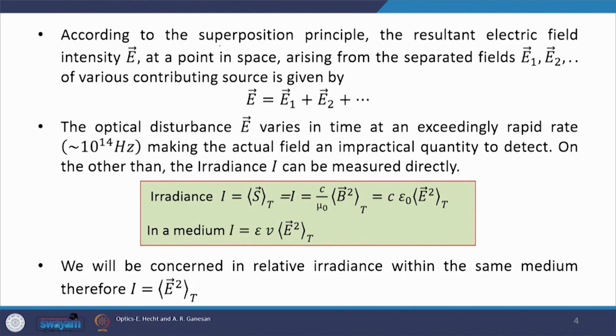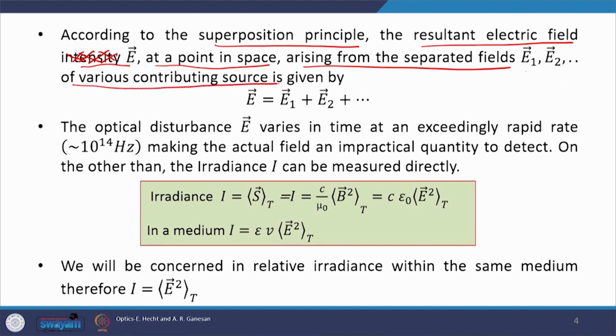Now, according to the superposition principle, the resultant electric field E at a point in space arising from the separate fields E1, E2 and so on of various contributing sources is given by E is equal to E1 plus E2 plus so on. This is the statement of the superposition principle.